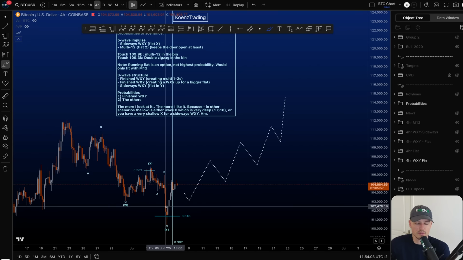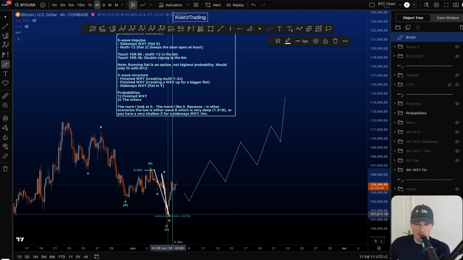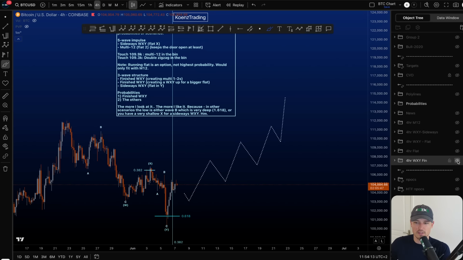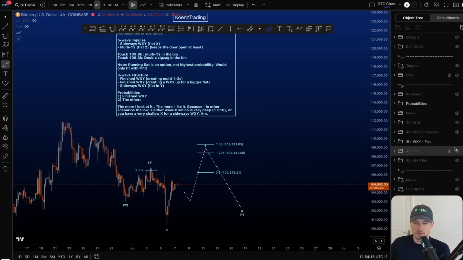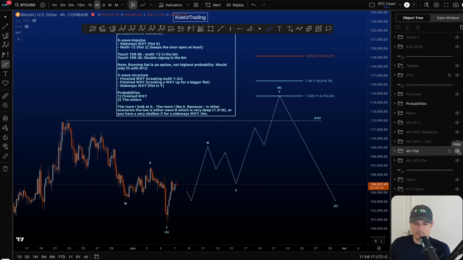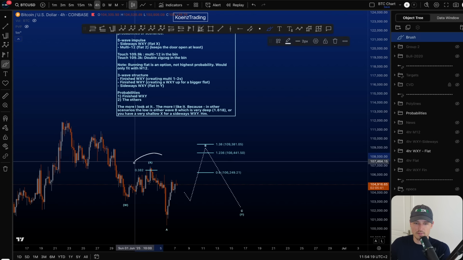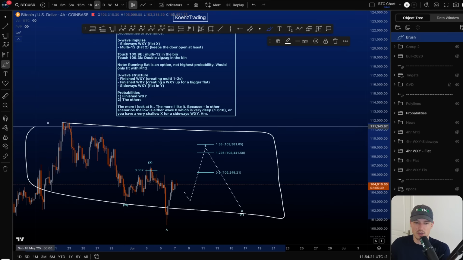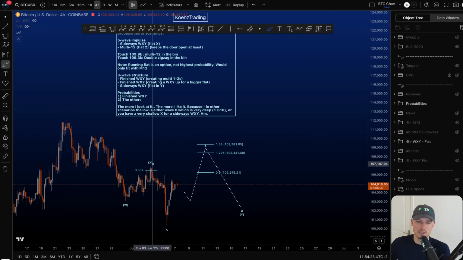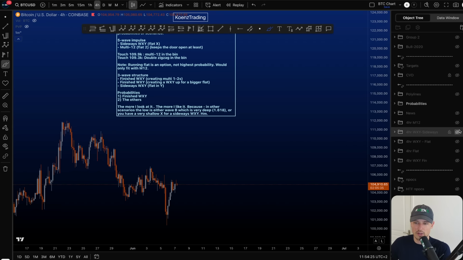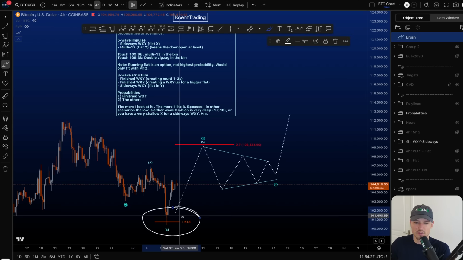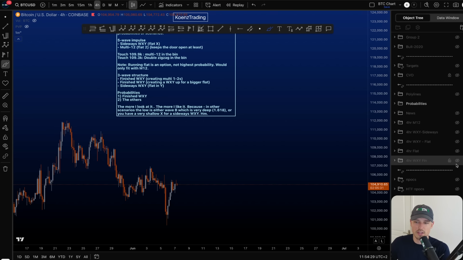Wave Y is short, but I prefer to give lower probabilities to a short wave Y, right? For me, it is not as bad as having a very, very shallow wave X for a sideways WXY that did not even get to a golden pocket, or a flat structure where wave B touches the 1.618. So that is why I'm like, well, I would prefer the WXY in this case.